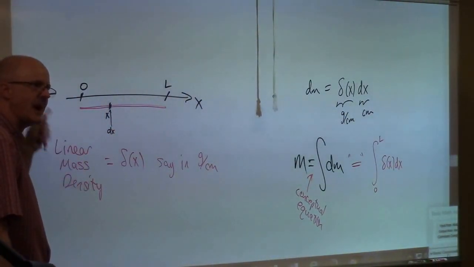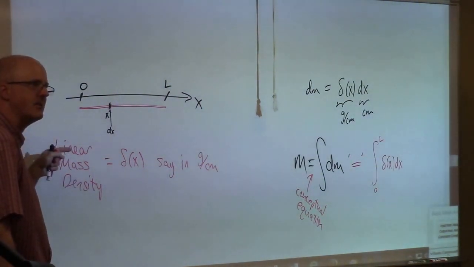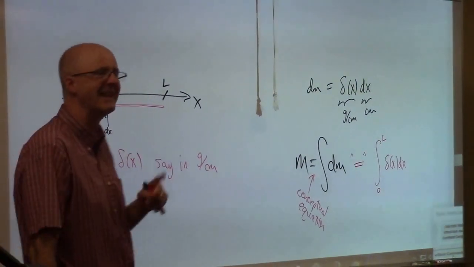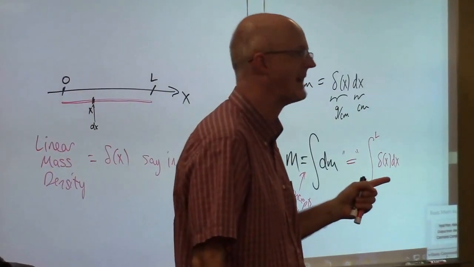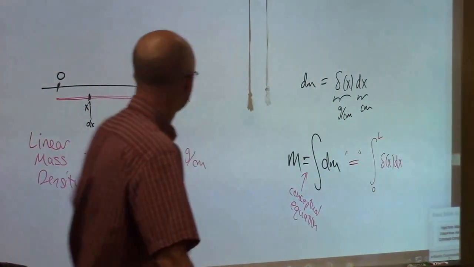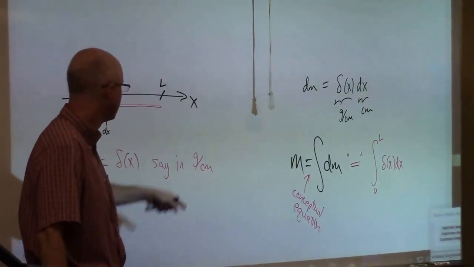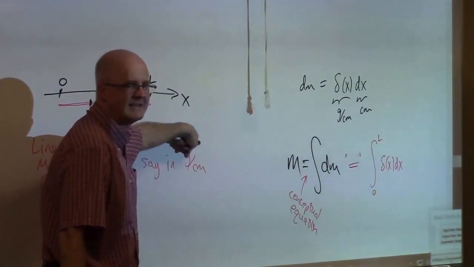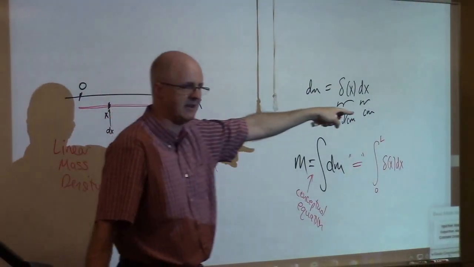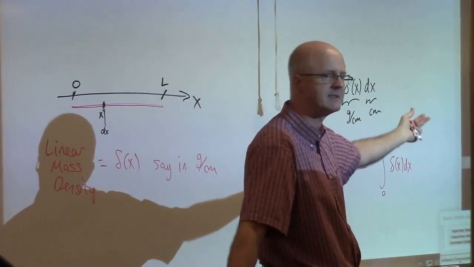Learning how to think this way will help you in future physics, chemistry classes, even biology classes. Instead of a mass density, this could be a bacterial density in biology. You could have bacteria on a thin wire, and the density here could be in millions of bacteria or billions of bacteria per centimeter. And then doing the integral would give you the total number of bacteria. Same concept.